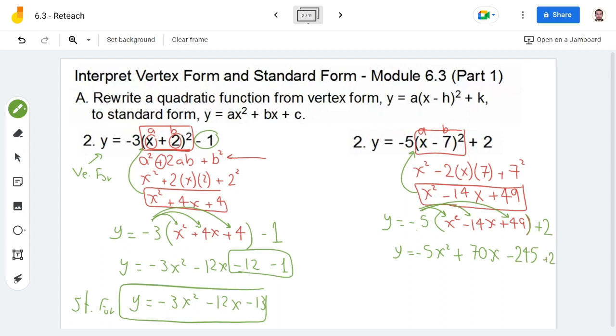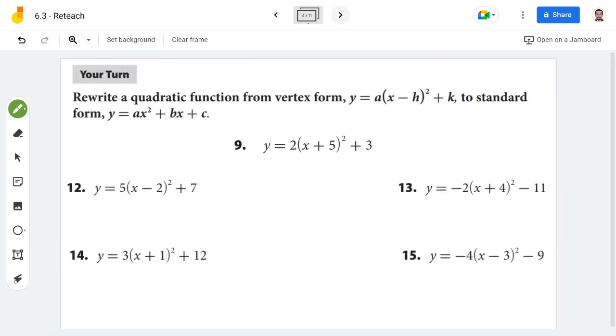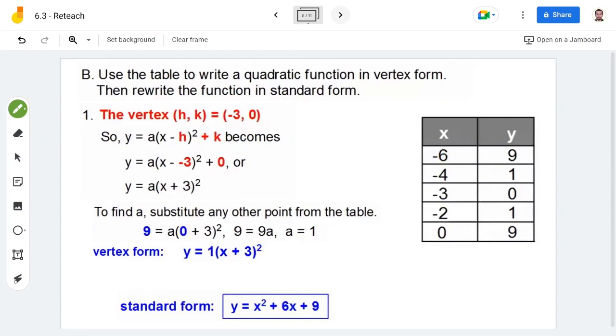Now, add the like terms, where we have this one plus this one. So y is equal to negative 5x squared plus 70x, minus 243. So this one is the standard form. So negative 5 is A, 70 is B, negative 243 is C. Now you have here some exercises, try to do them, and if you need any help, contact me.